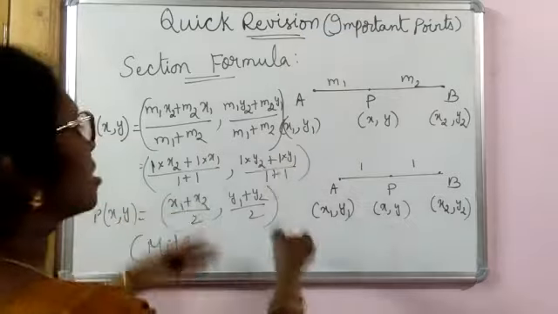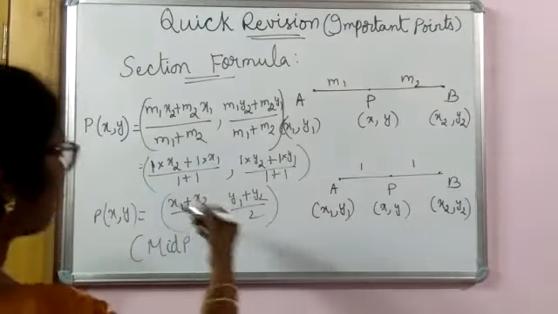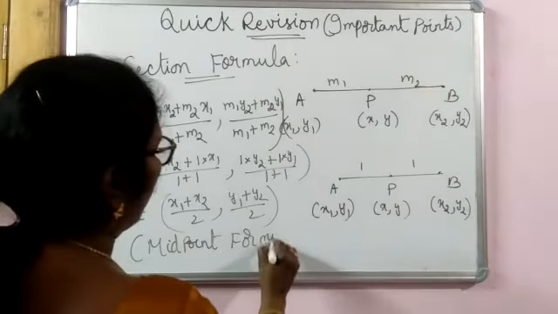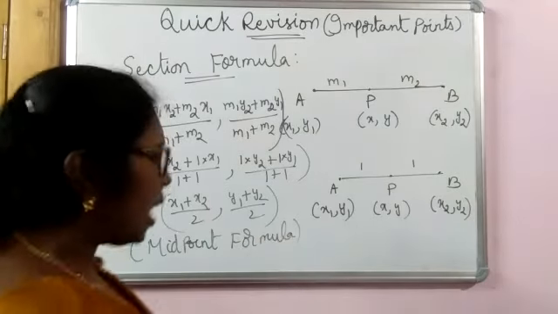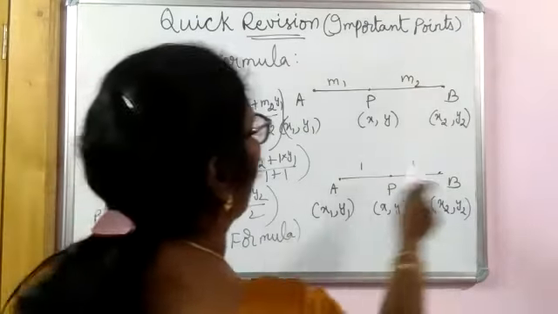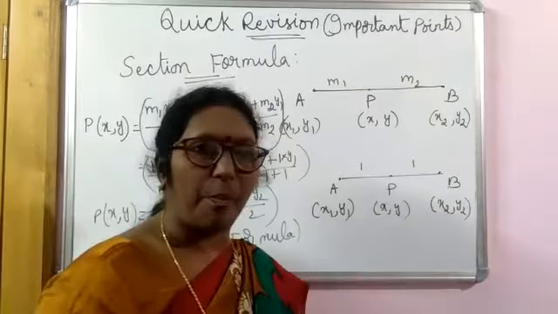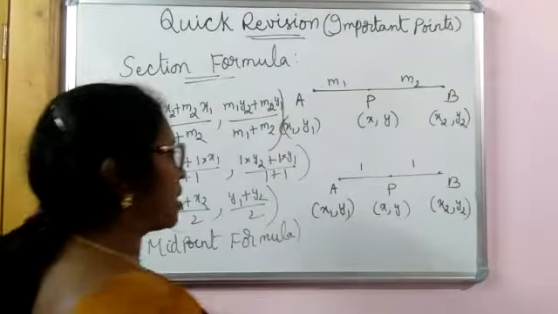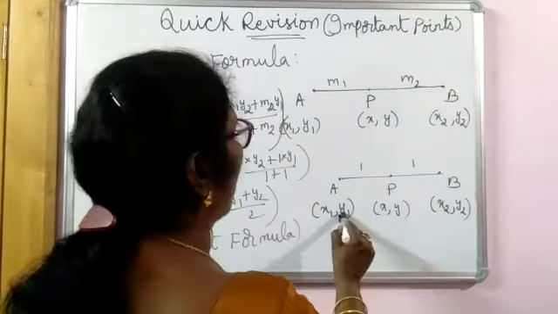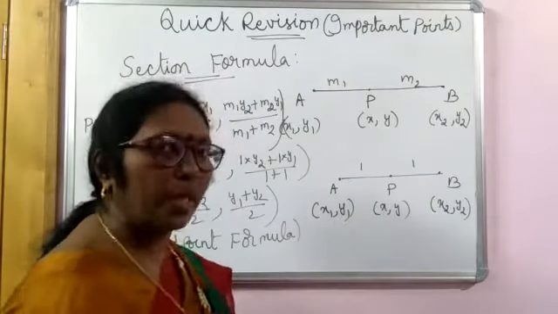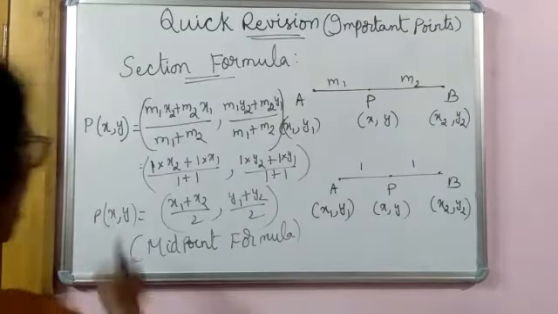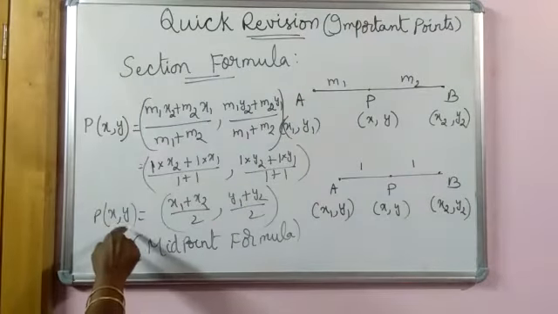No need to do it like this. How and why we got this, I will explain to you. This is your midpoint formula. If you know the coordinates of A and B, and you have to find the midpoint of these 2 points, you can do this. Sometimes the coordinates of A will be given, and the coordinates of the midpoint will be given to you. You have to find it the same way.